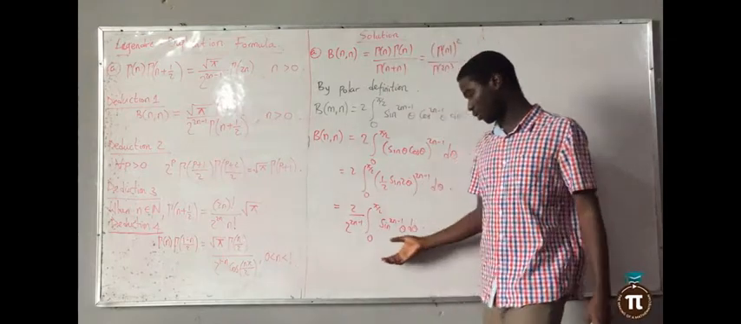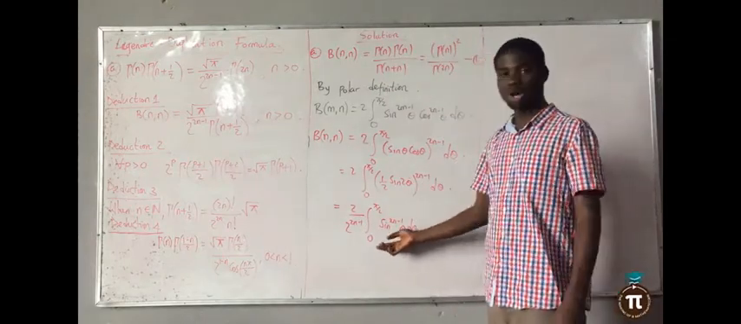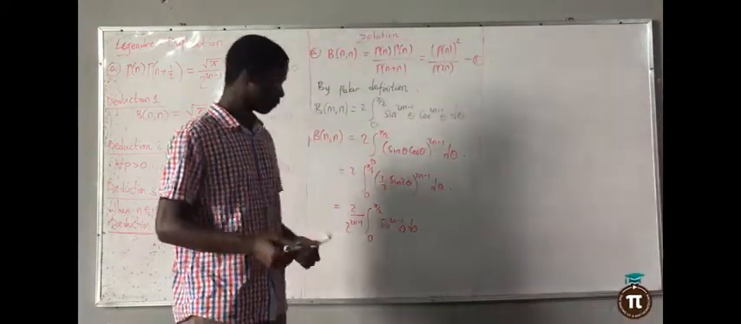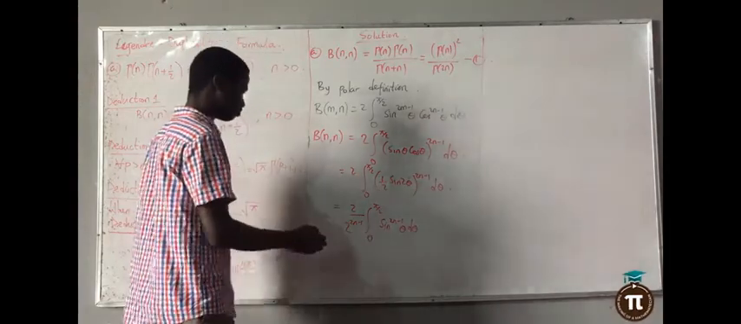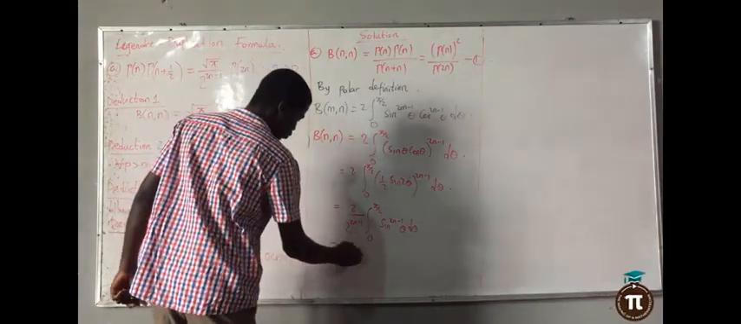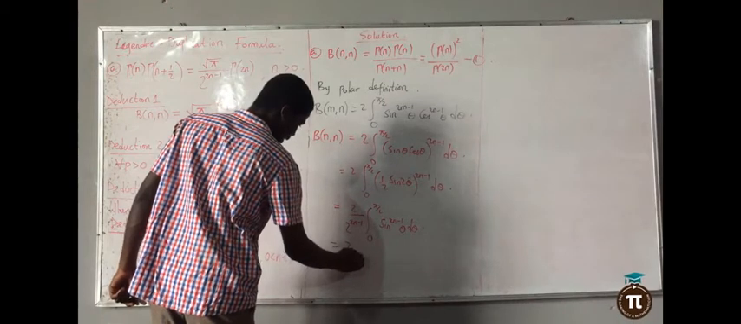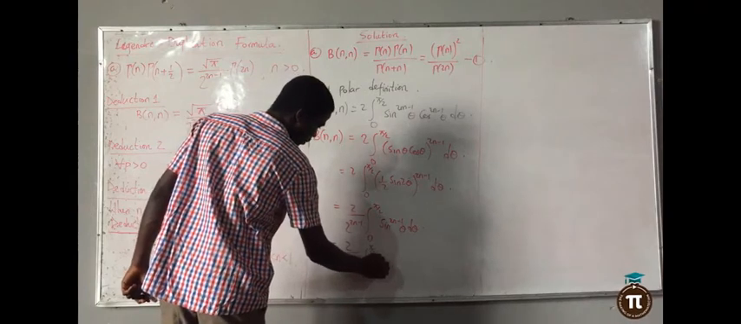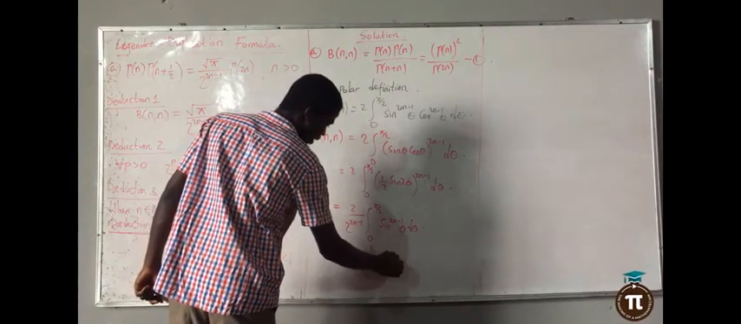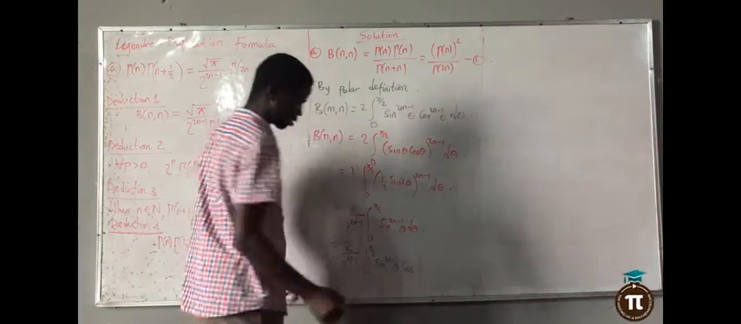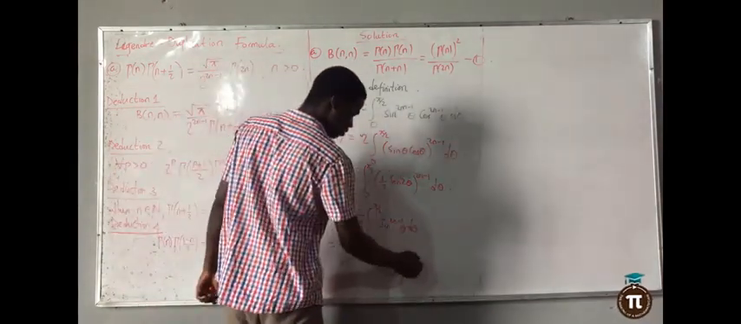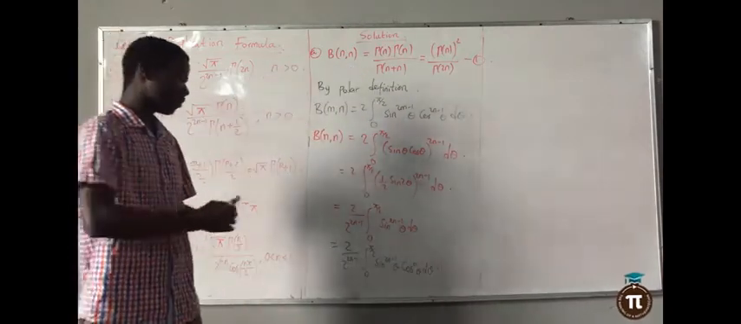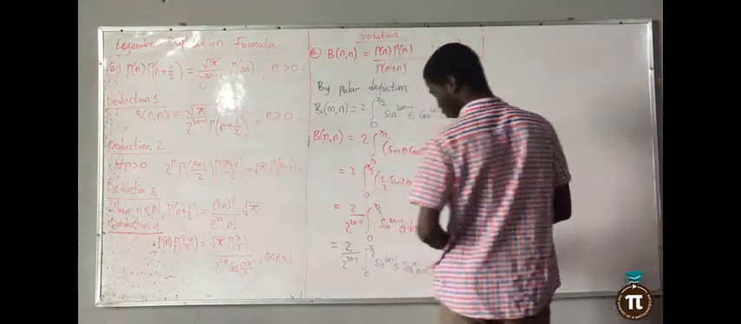We know how to evaluate this whenever you have something like this from the beta function. Don't forget, this is the same as 2 over 2 raised to the power of 2n minus 1 integral from 0 to pi over 2 of sine 2n minus 1 theta, then cos 0 theta d theta.